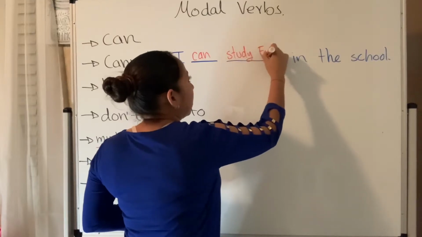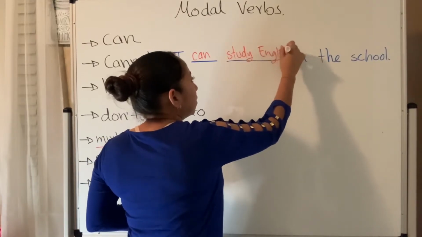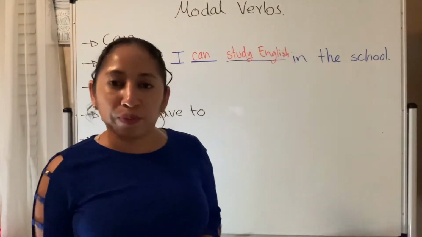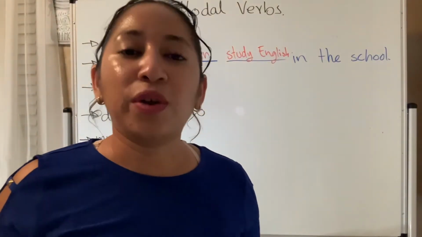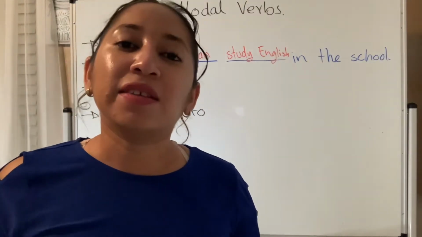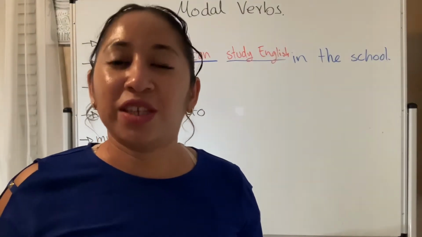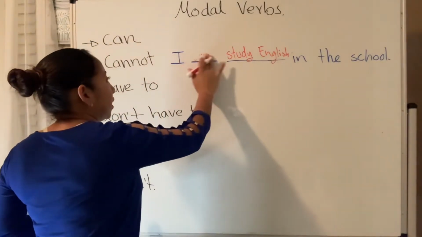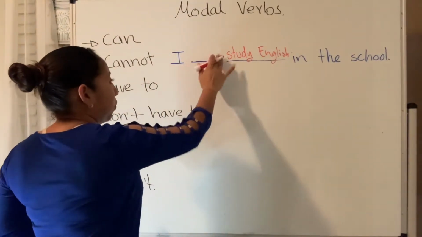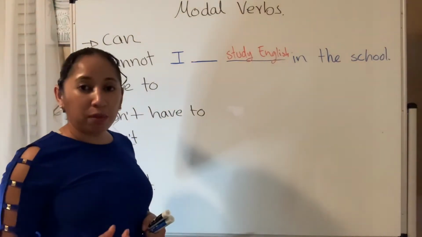I can study English in the school. I use the modal verb. I can't study English in the school. The modal verb can is something that is possible, it is allowed. But if I change this, I can't, we can change it for have to.